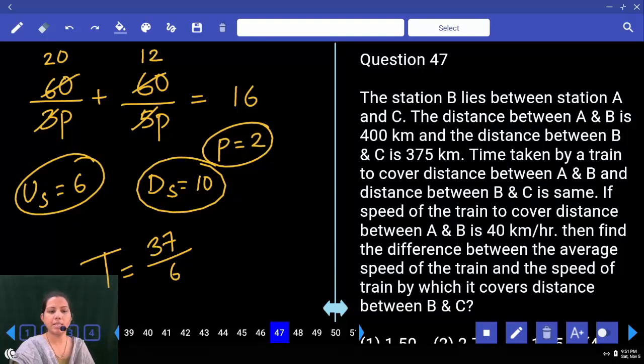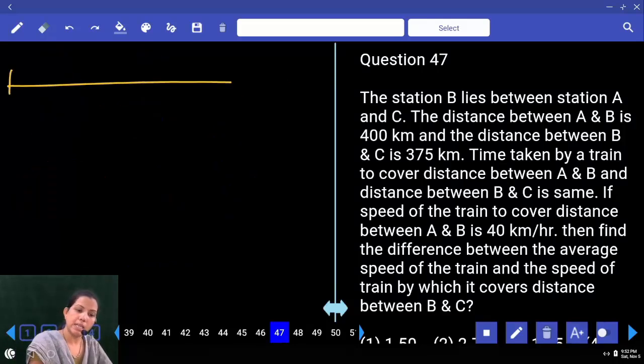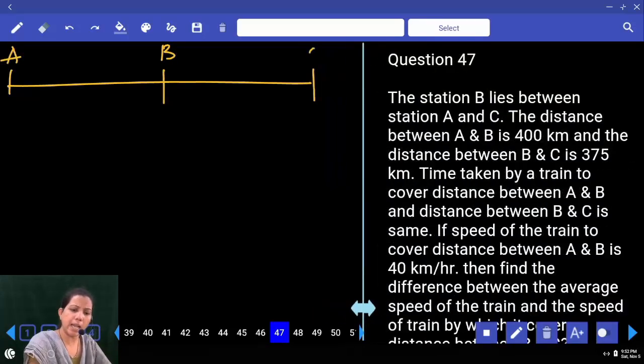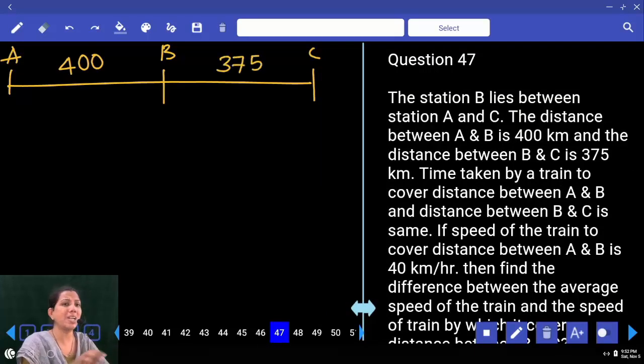Next, question number 47. The station B lies between station A and station C. The distance between A and B is 400 and the distance between B and C is 375. So first A, C and B. It is A and this is B and this is C. What is A and B distance value? 400 kilometer. What is B and C distance value? 375 kilometer. What is entire journey distance value? 775. Entire journey 775. Let me read once.